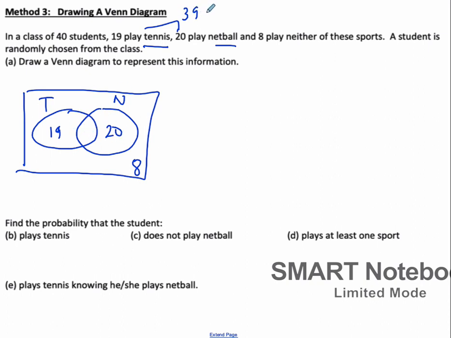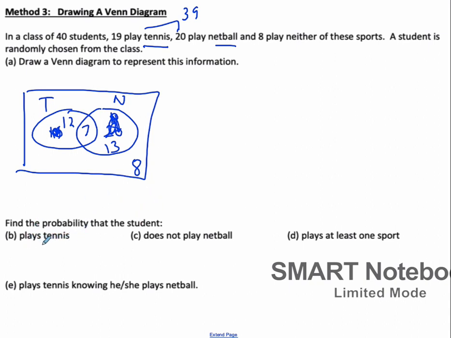Okay, it has to be 32, so that means there's 7 too many, so there's 7 in the intersection. And I'll take away 7 from both of these. So this is 13. Oops. That's 13, and 20 take away 7, you get 13, and 19 take away 7 gives 12. So this is what the Venn diagram should look like, and these numbers do add up to 40.